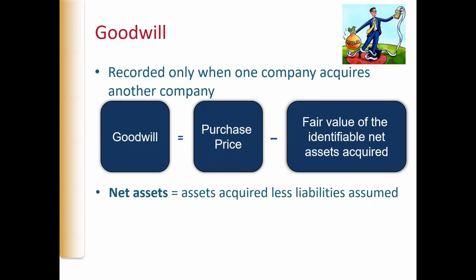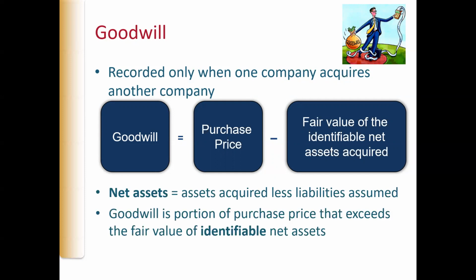Now, what is a net asset? It's the asset you're acquiring minus any liabilities you're assuming for the asset. Again, goodwill is that excess amount.